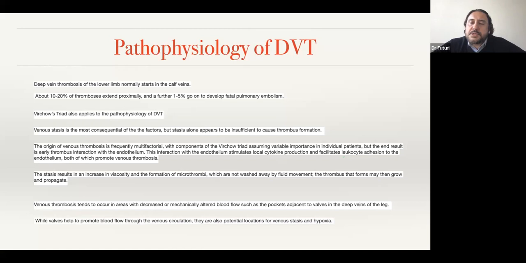And thrombosis in the lower extremity typically occurs in the pockets adjacent to the valves. And so the area of the valves, although they help to regulate backflow, are areas where we tend to see higher rates of thrombosis. And so there are potential locations for stasis and hypoxia. This is why we tend to see them in these areas.